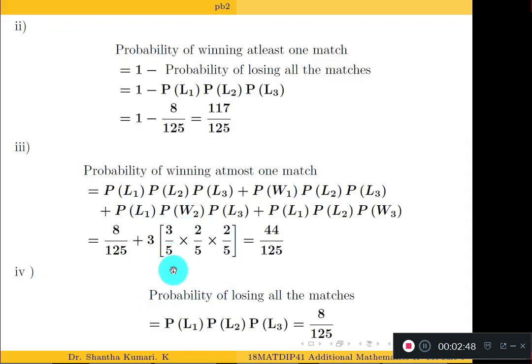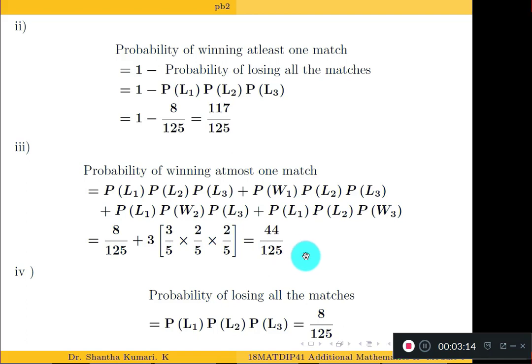Okay, product 3 by 5 into 2 by 5 into 2 by 5. So 2 matches losing, so 2 by 5, 1 match is winning. Like this there are 3 terms. Either you can write separately and then calculate. I have written 3 into here, meaning for this and for this you get the same answer, so multiplied by 3. You can separately substitute and calculate. You get the answer 44 by 125.